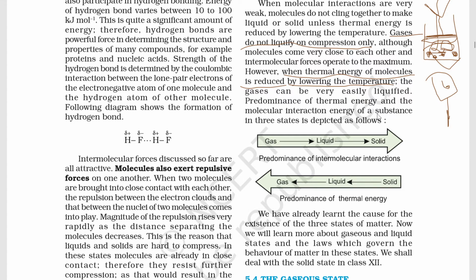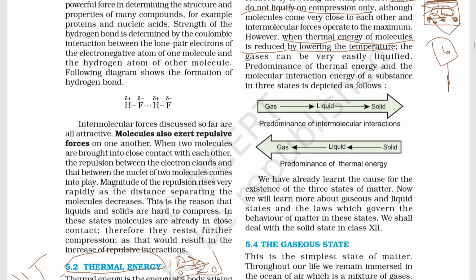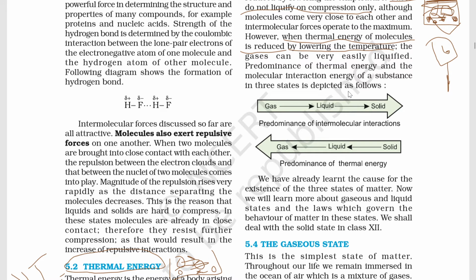Predominance of thermal energy and molecular interaction energy of a substance in three states. This is the increasing order of intermolecular interactions. It is very high in solids, because solids don't allow movement at all. In liquid there is movement, but still there are some restrictions. But in gas, no restrictions, you can move anywhere.